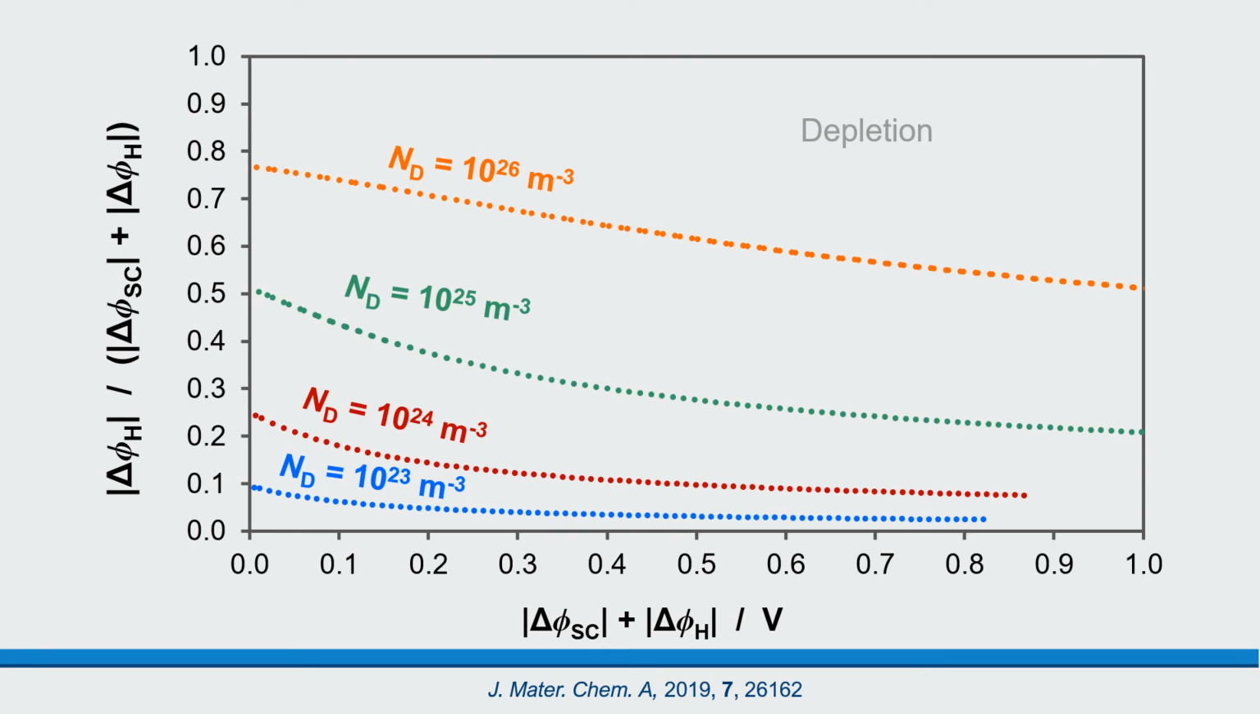Indeed, we show the contribution of the Helmholtz layer here in the model of how the applied potential is distributed between the semiconductor and the Helmholtz layer. So on the x-axis, we have the total interfacial potential comprising the semiconductor drop and the Helmholtz drop. And on the y-axis, we have the fraction of that potential that's dropped across the Helmholtz layer. And we can see how significant the drop is, particularly for highly doped semiconductors in the state of depletion, which is common for the operation of the n-type semiconductor.